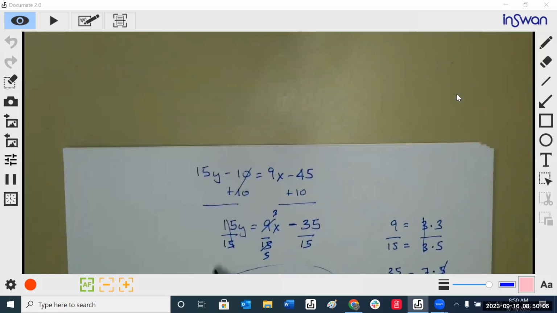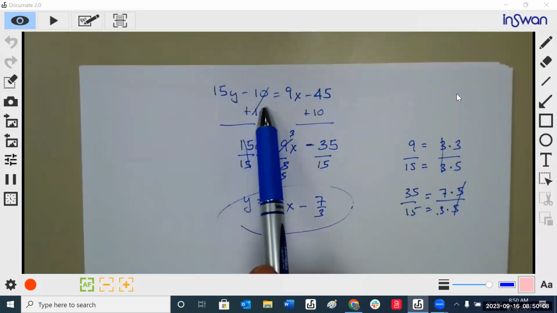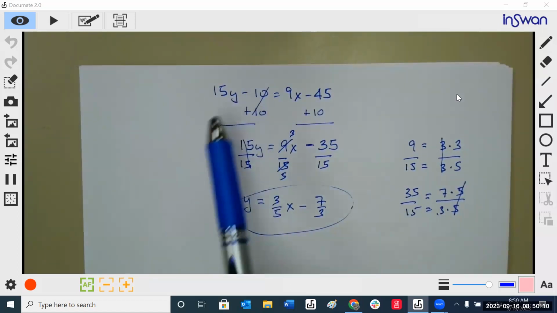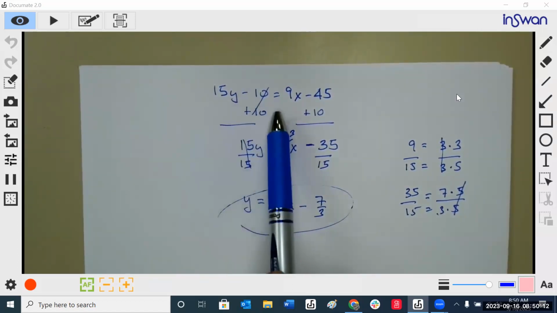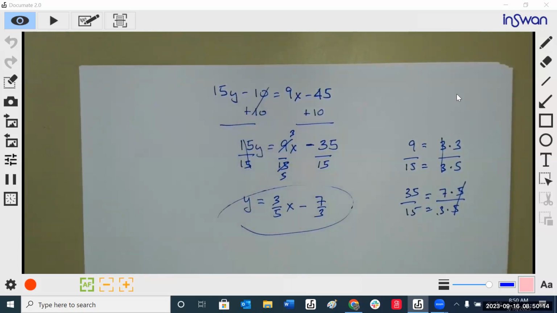Just like when I said here is 15y minus 10. Everybody wants to get rid of the 15 because we get y by itself, but then that's just sitting there.